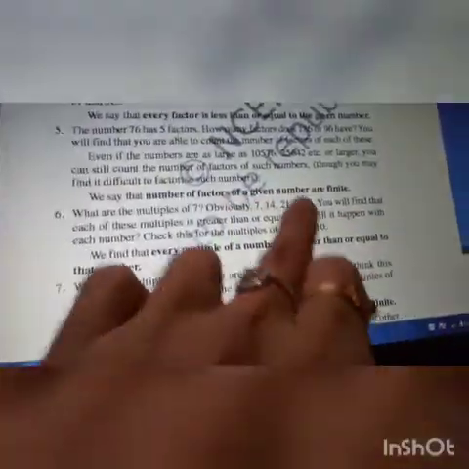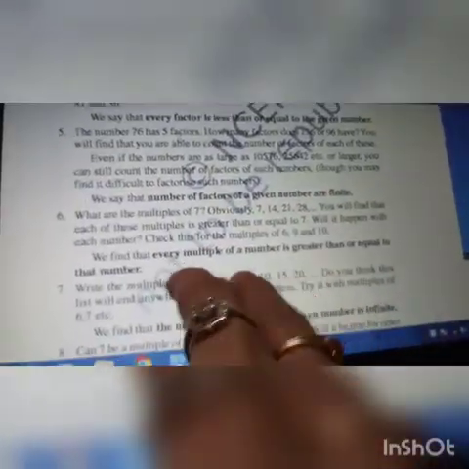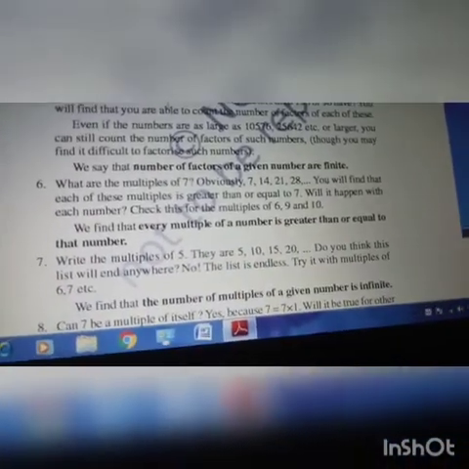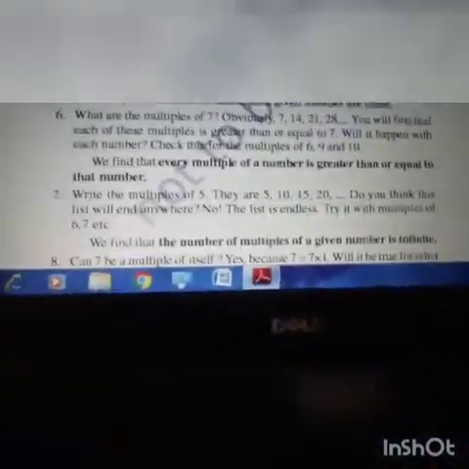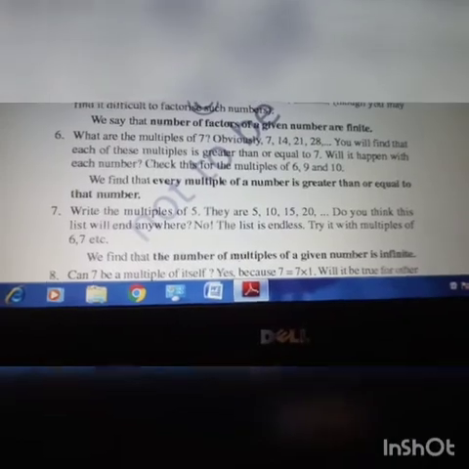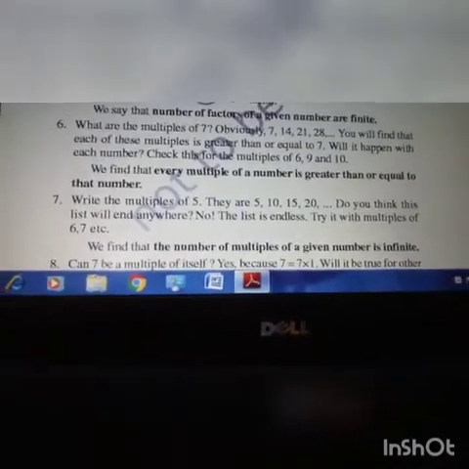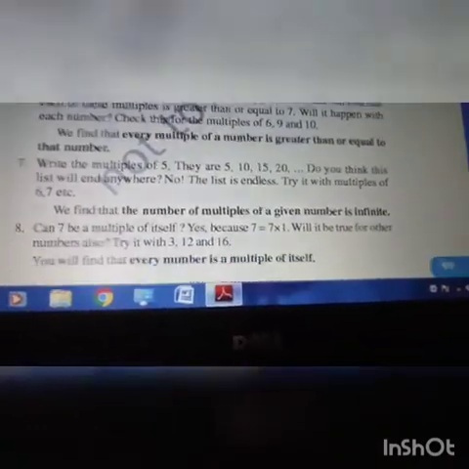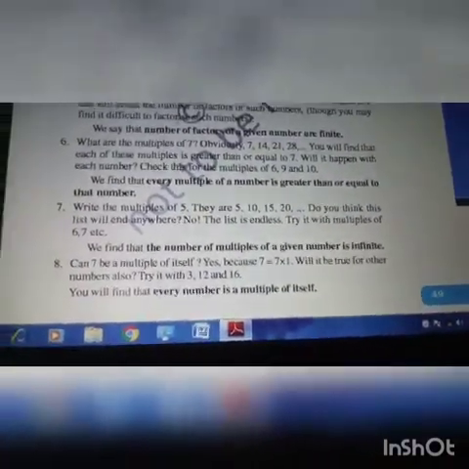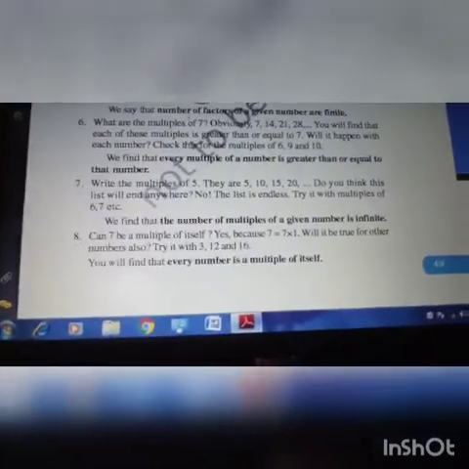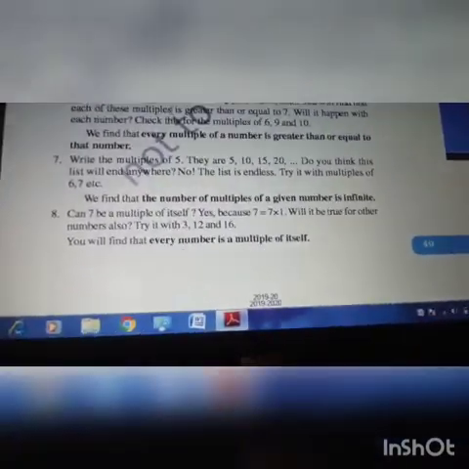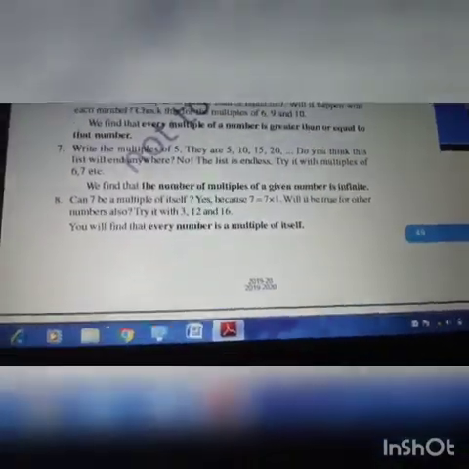The number of factors will be finite. Every multiple is greater than or equal to the number. Don't just write greater than. It is greater than or equal to. Okay, the number of multiples of a given number is infinite. Factors are finite, multiples are infinite. Every number is a multiple of itself. So these are the basic points you should know while learning factors.